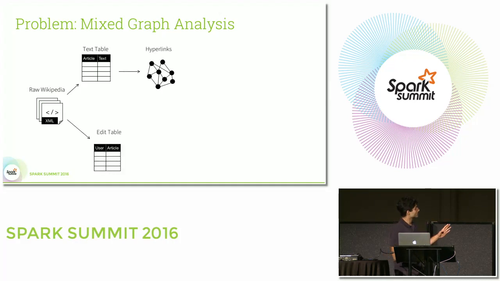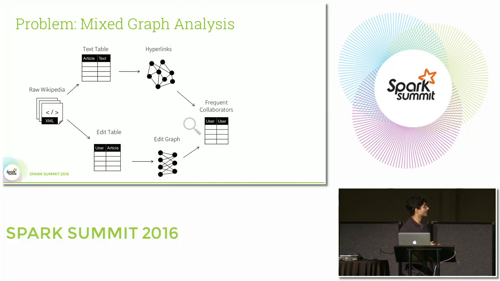But you also might want to take the same base data, parse it differently, so maybe take out the edits instead of the article text. So then it's a user editing an article, and that forms a different kind of graph, a bipartite graph. And now here you can run a graph query. You can do something like that same query that I mentioned earlier, like which users are collaborating frequently, and you can see it requires information from both of these different graph views.